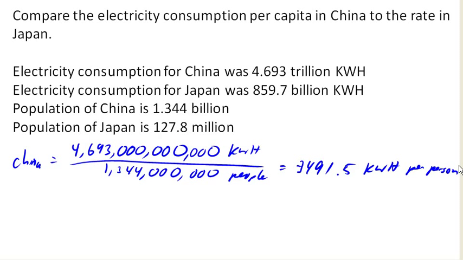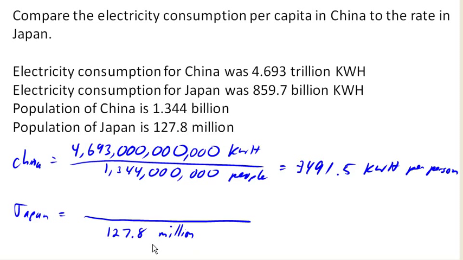Another option would be to just make sure that these two quantities are in the same unit. So for example, in this case, the smaller unit is millions. So we could say 127.8 million people, and then we could convert this quantity into millions. To do that, we shift over by three places. If it helps, you can actually write this quantity out.